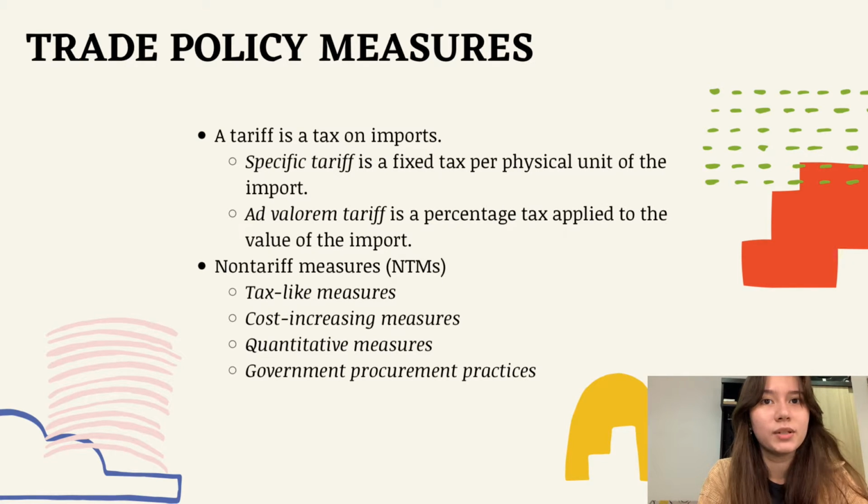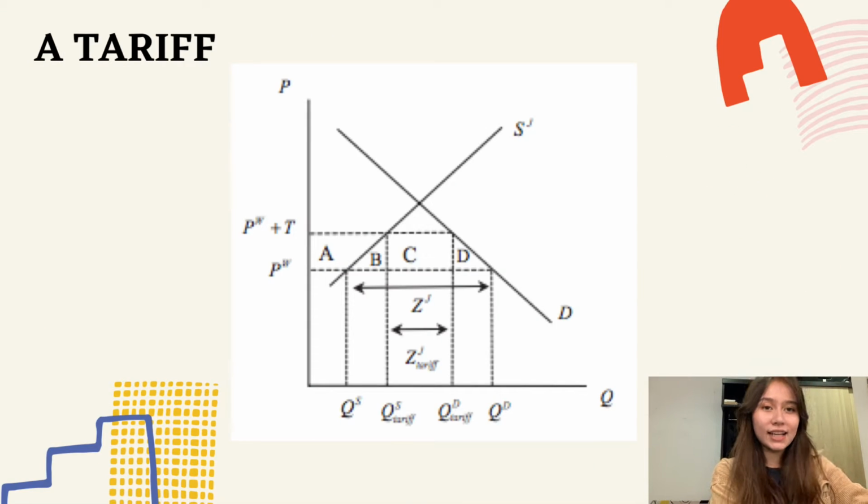Then there are quantitative measures, a large group of NTMs including import quotas, tariff rate quotas, or TRQs, voluntary export restraints, or VERs, import licensing, foreign exchange controls, sanctions and embargoes, local or domestic content requirements, and import or export balancing requirements. Lastly is government procurement. Practices concern the processes that governments employ in determining their contract procurements and the posture of these contracts towards imported goods.